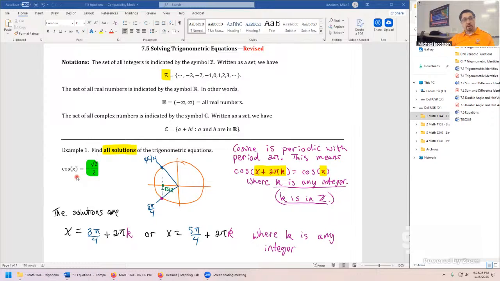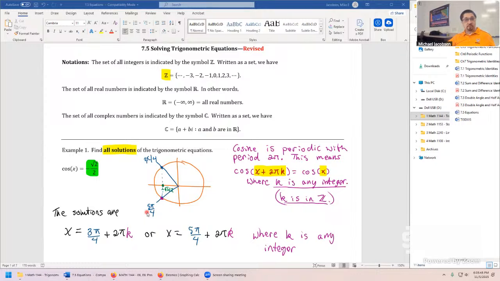The idea was if you have cosine x is negative root 2 over 2, then we just go to negative root 2 over 2 on the x-axis, find the angles that make this true, and you can plug these in. 3 pi over 4, if you take cosine of 3 pi over 4, it checks as negative root 2 over 2, and same at 5 pi over 4.